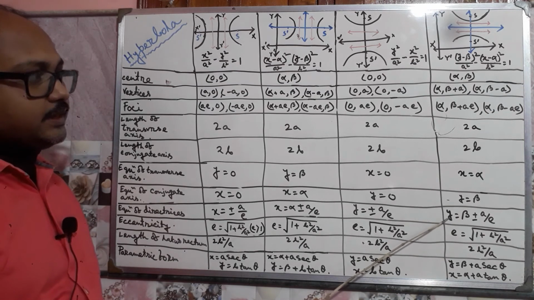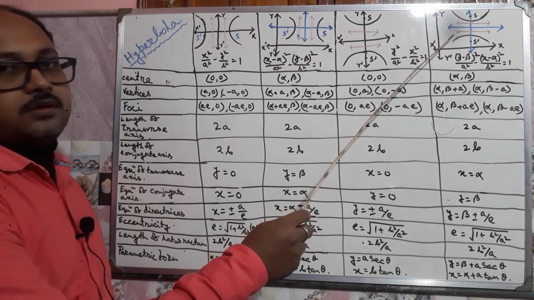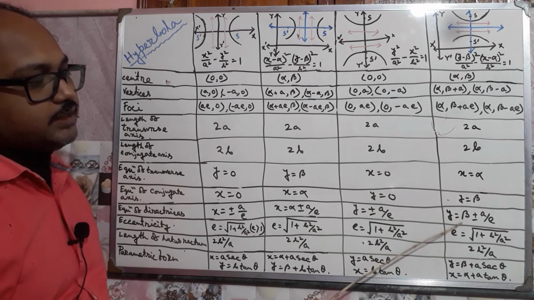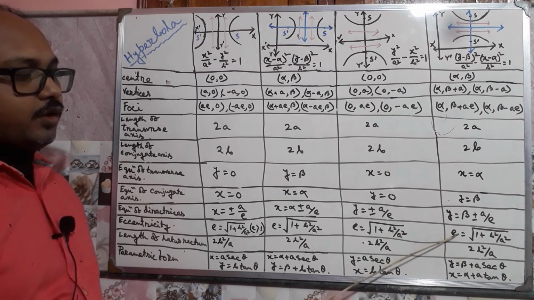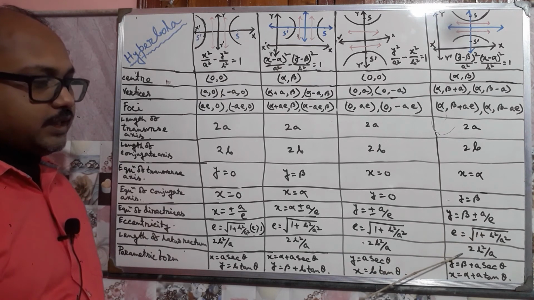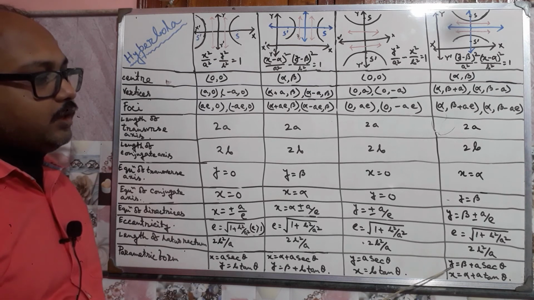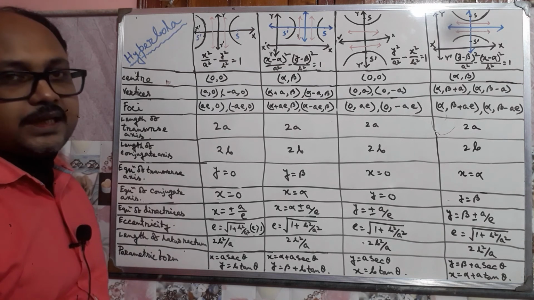Equation of directrices, that is these two red lines, as they are parallel to x axis, that is y equal to constant, y is equal to beta plus minus a by e. Eccentricity is the same, root over of 1 plus b square by a square, length of the latus rectum 2b square by a, and the parametric form y equal to beta plus a sec theta and x is equal to alpha plus b tan theta.